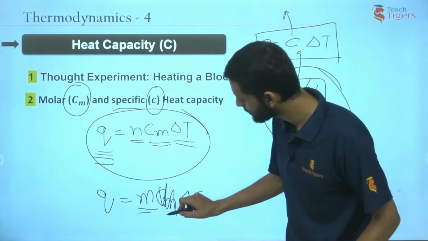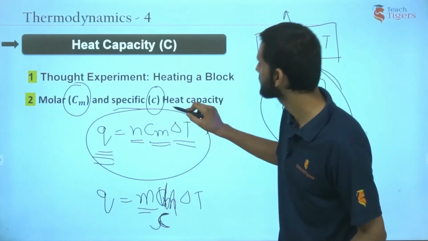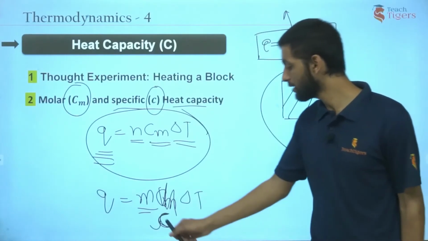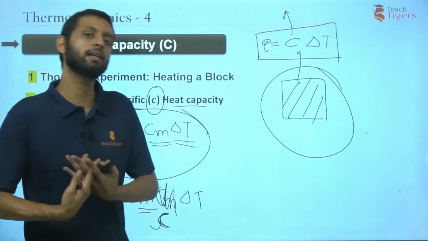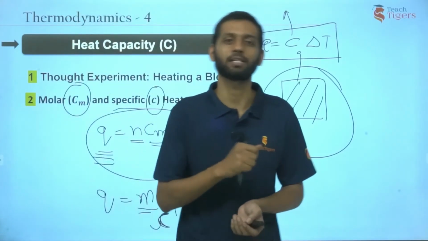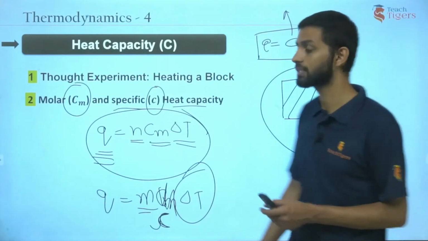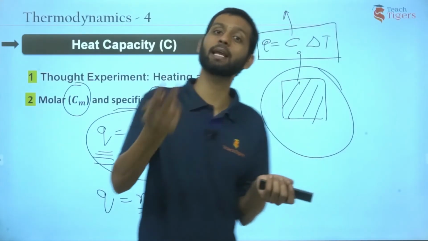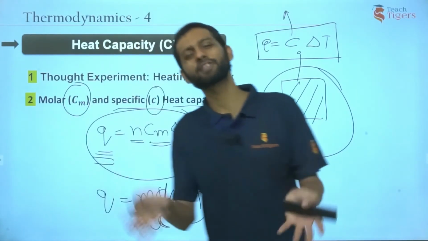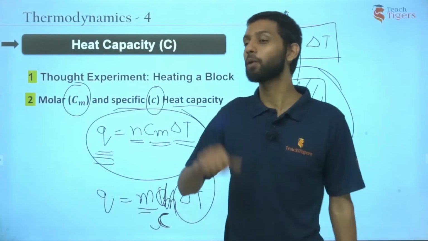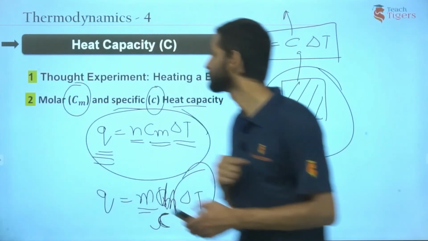This is wrong. It should be small c. Small c is specific heat capacity. If the specific heat capacity is more, then I need more heat to make the same change. If I want to make a higher temperature change, if instead of 1 Kelvin I want to change 10 Kelvin, then I have to supply more heat. Obviously, right? If I want to raise the temperature more, I have to supply more heat.